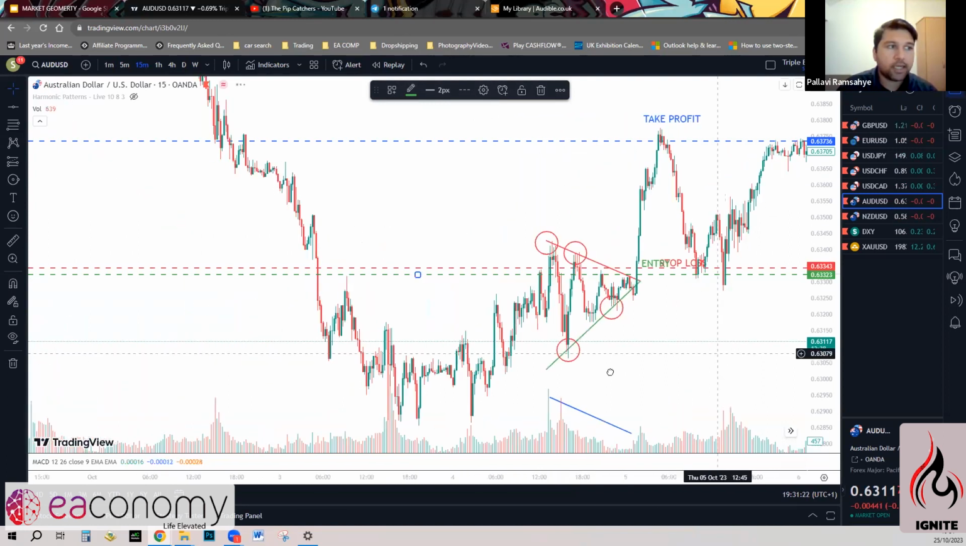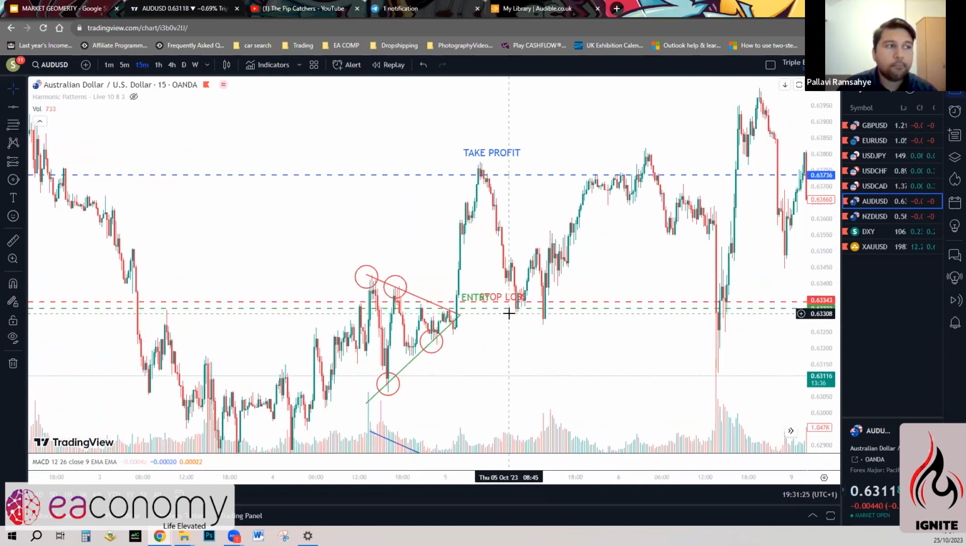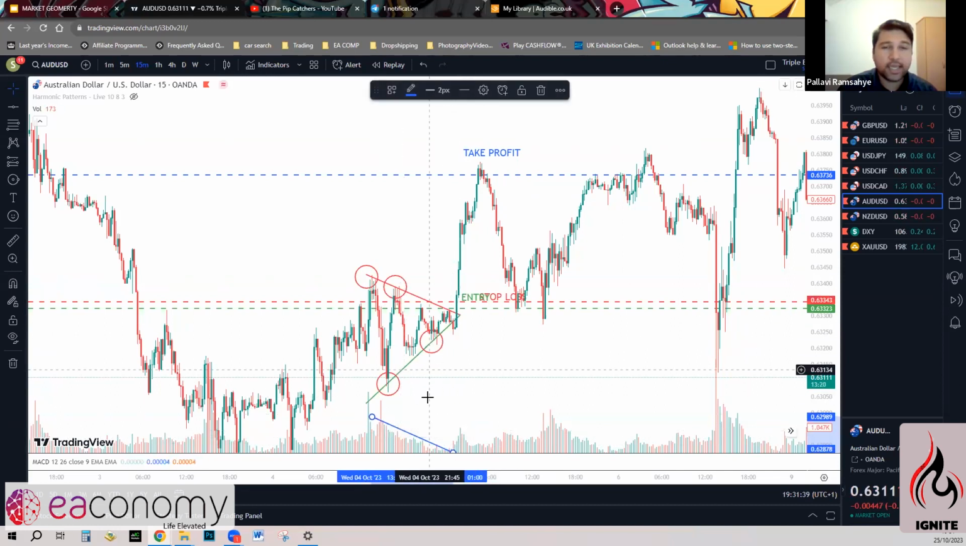I personally would not re-enter, because once a pattern is formed and has completed its trajectory, there's a reason we're measuring the take profit from these 2 points. And there's a reason we're looking at the volume to decrease in order to get that spike.